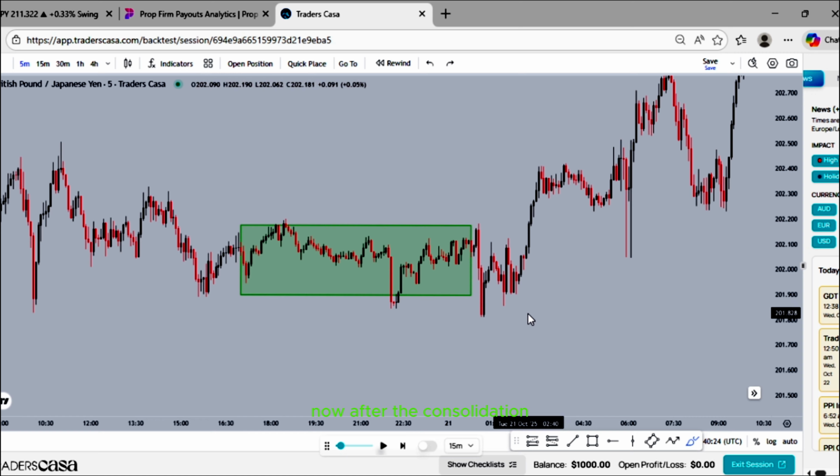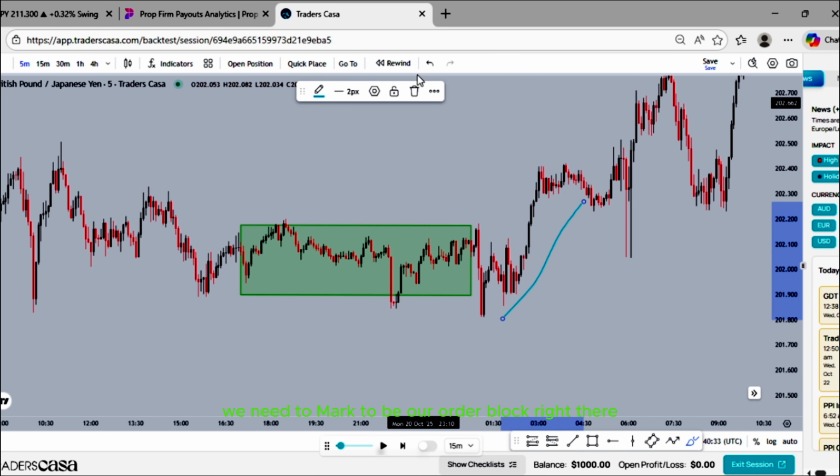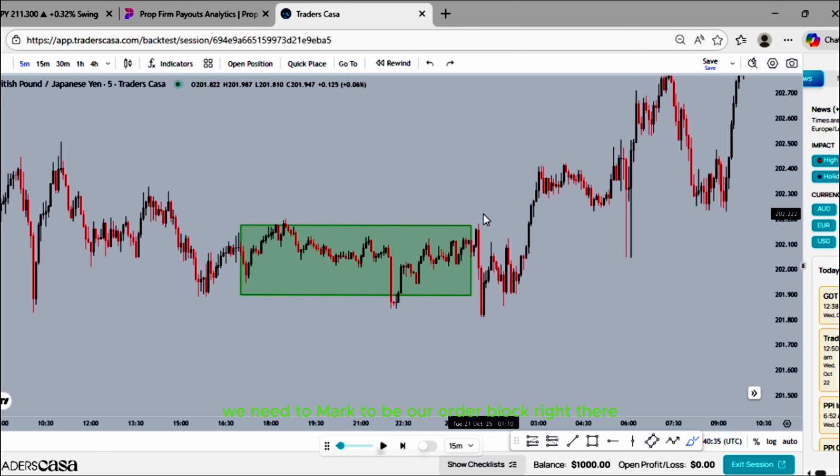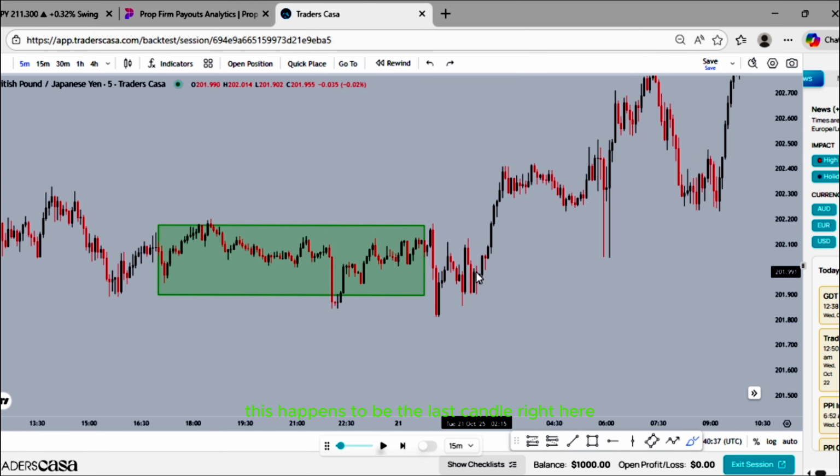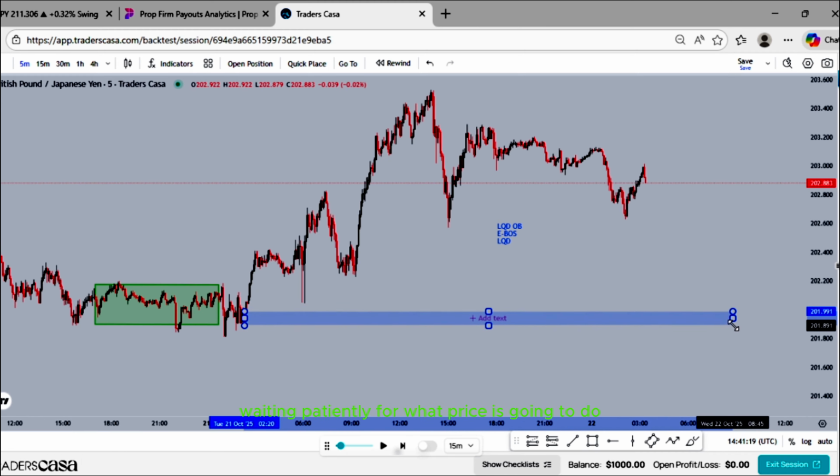Now, after the consolidation, there is an expansion. Inside this expansion, there is a last candle we need to mark as our order block right there. We can see that this happens to be the last candle right here. So we need to mark the entirety of that candle as a liquidity order block, right? So you mark it out like this. Now you extend it to the future, waiting patiently for what price is going to do whenever the market gets into this region. The second criteria we need to put into consideration is an external break of market structure.